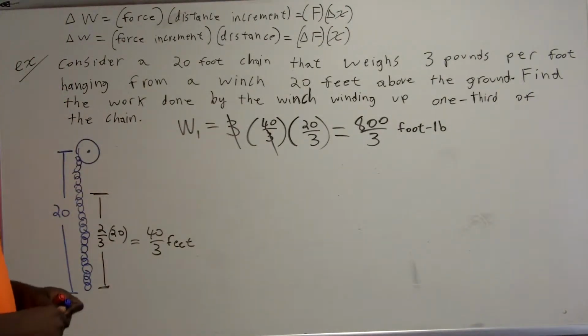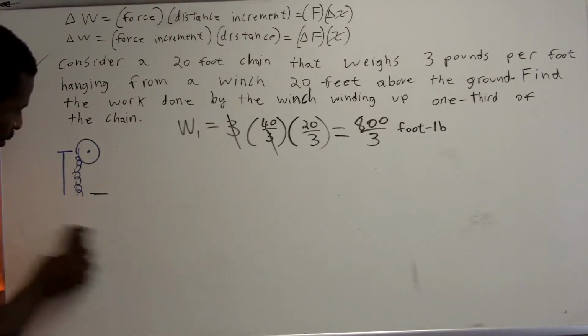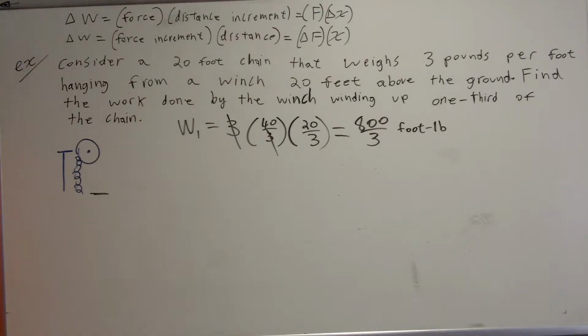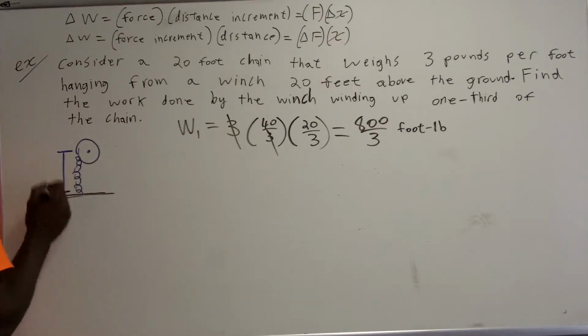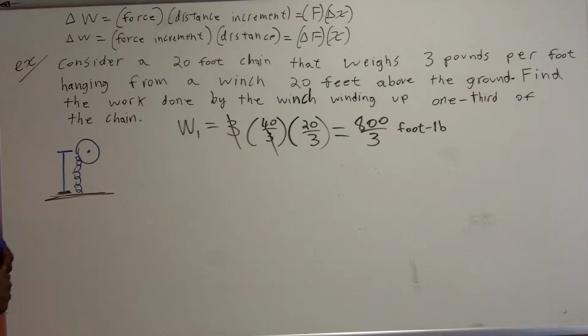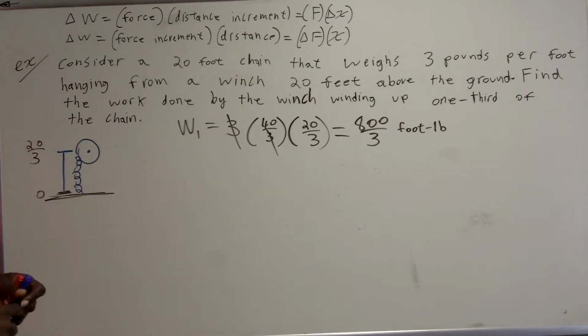Now the second part is the work required to move the top 1/3 of the chain. Since we've already calculated the work done for the bottom, let's ignore that for now and focus on the top 1/3 of the chain. This entire distance here would be from 0 to 20 over 3, because the top 1/3 of the chain is only 20 over 3 feet long.